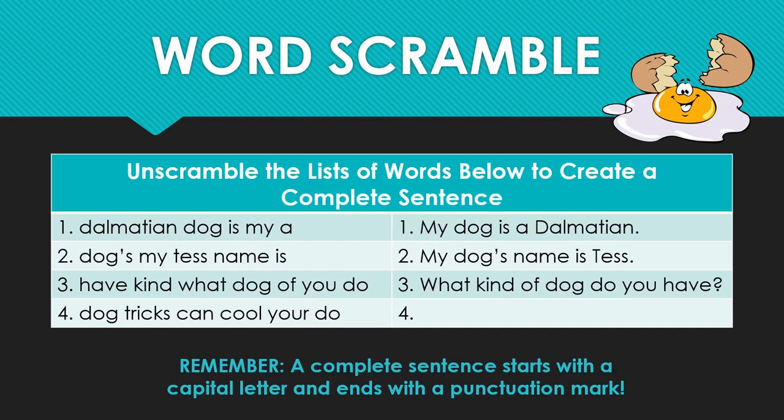The first sentence would need a question mark because you asked, can your dog? And the second one, you're excited about their cool tricks. So it would need an exclamation point. Down here, I put a reminder. Remember, a complete sentence starts with a capital letter and ends with a punctuation mark. That's what we reviewed yesterday.